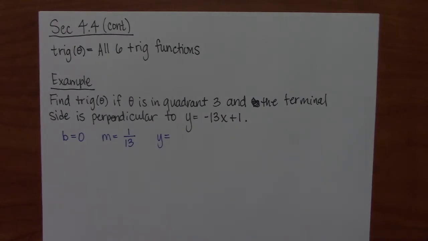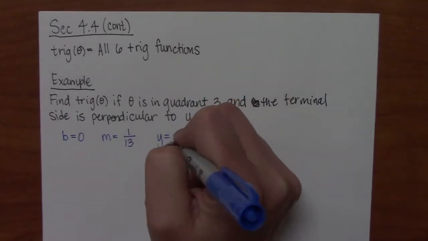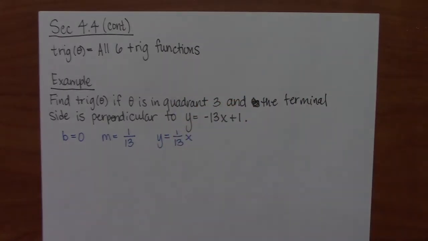Perpendicular slopes are negative reciprocals. So you flip it and then multiply by negative 1. So it would have been negative 1 over 13, and then when you multiply by negative 1, you're going to get positive 1 over 13. So the equation of the line we're looking at is just 1 over 13 times x. The b is 0. So that's just a positively sloped line that goes through the origin.